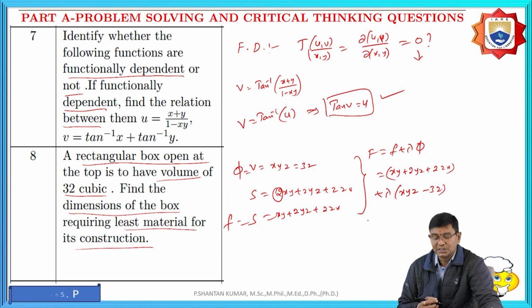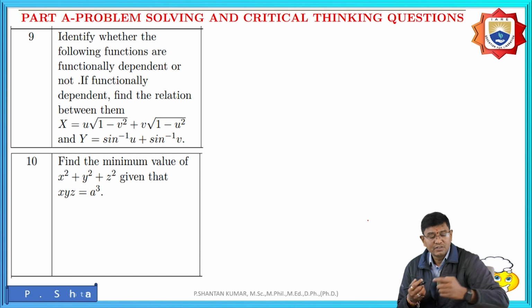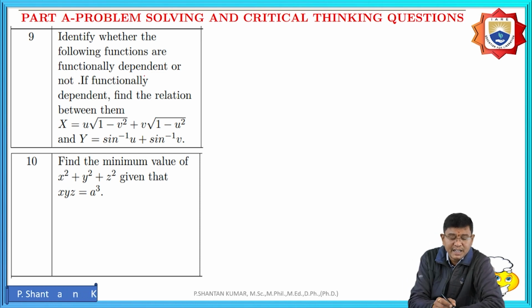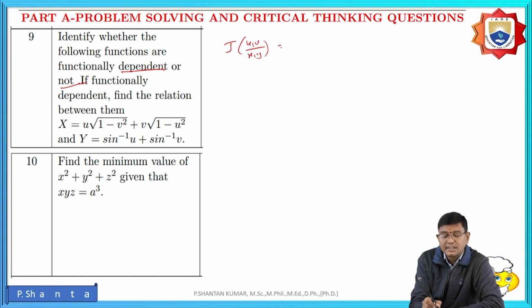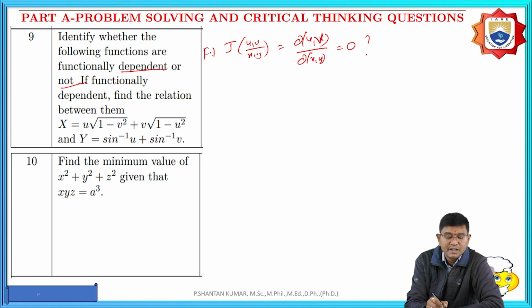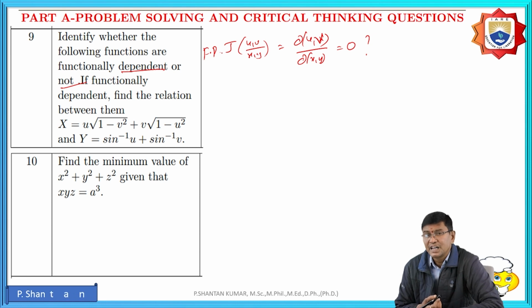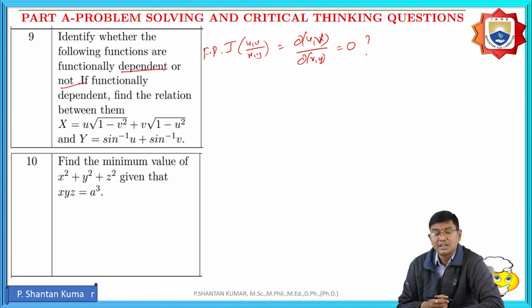After that, identify whether the following functions are functionally dependent. Here also it is the same. We need to check whether J of (u, v) by (x, y), that is the partial of (u, v) by the partial of (x, y), is 0 or not. If it is 0, the functions are functionally dependent. If it is not equal to 0, they are not functionally dependent.